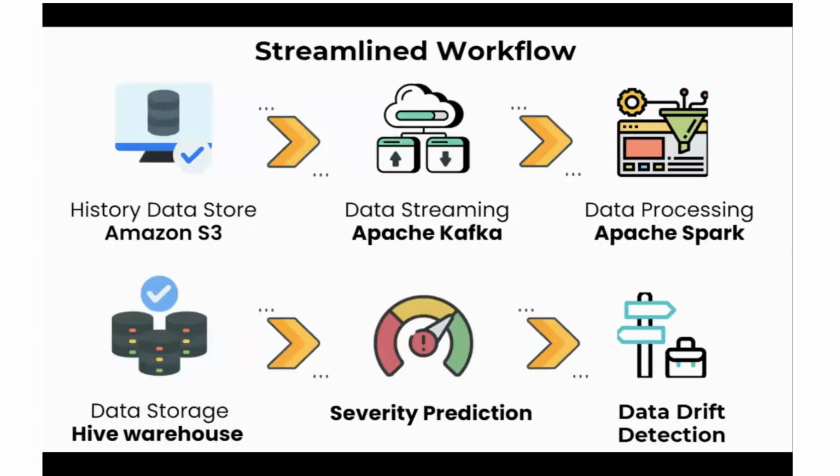So here's our streamlined workflow. First of all, we will store our historical data in Amazon S3, and then we use Kafka to let the data become streaming. And then we use Spark to do the data processing. And then we store the clean data in a Hive warehouse. Basically, we will build two very important models. The first one is a predictive model, and the other one is data drift detection.